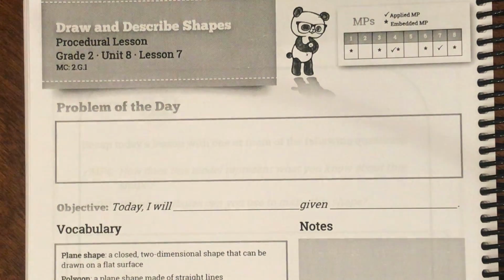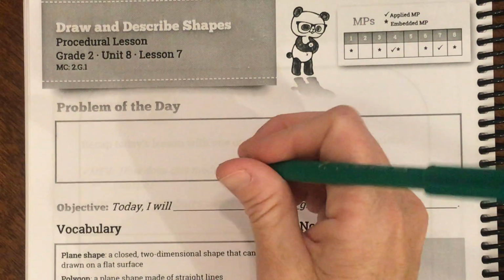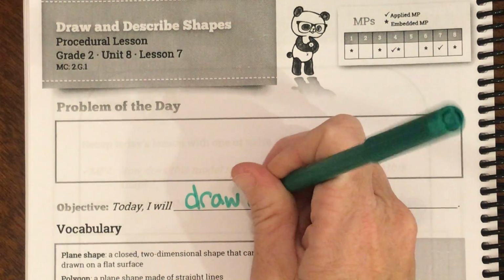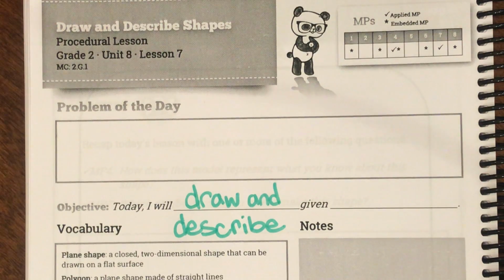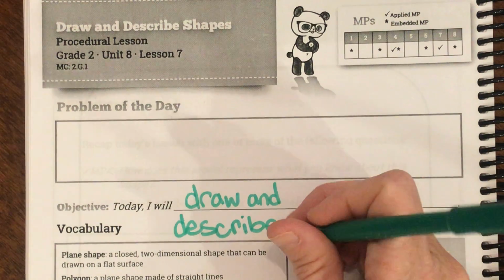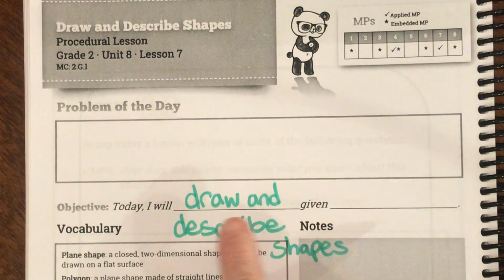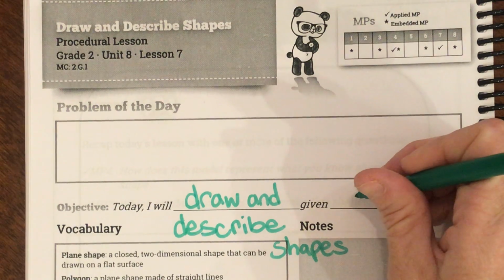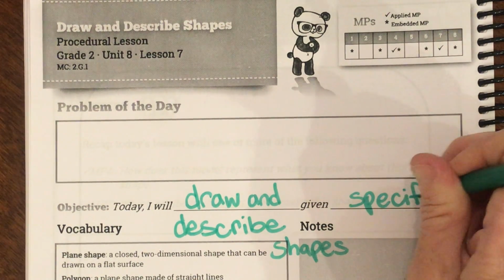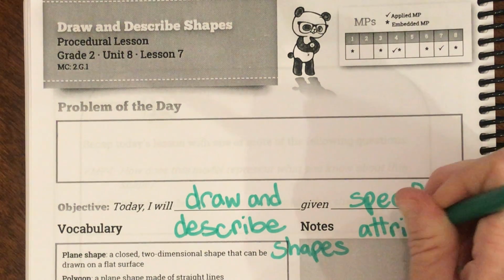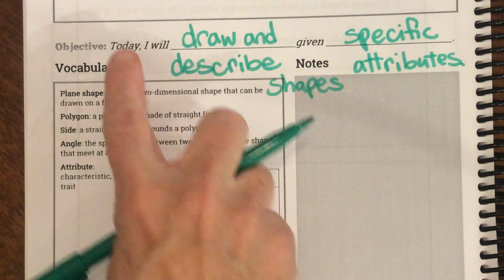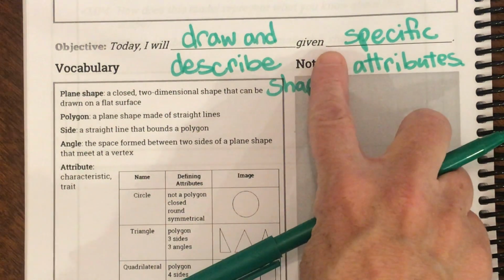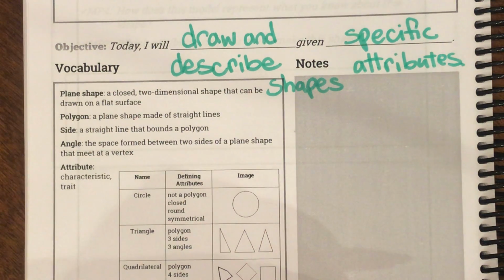255. And our objective today is I will draw and describe shapes, and they do not give us enough room, friends. So today I will draw and describe shapes given specific attributes. And I am sorry that you're going to have to squish it like Miss Munoz did. So let's look at that. Today I will draw and describe shapes given specific attributes. And we've talked about this word, but we'll talk about the word attributes again.